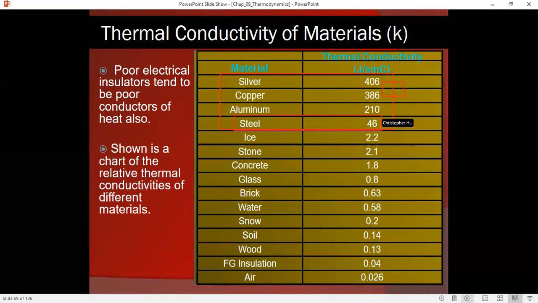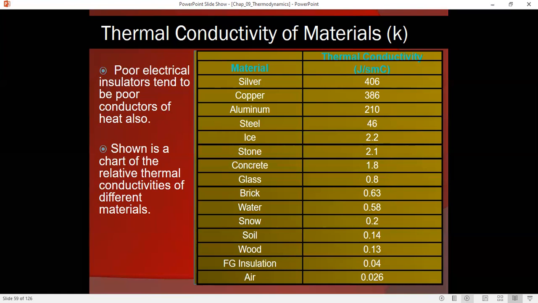Steel and iron are generally good conductors, but for metals, they're actually poor conductors. Moderate conductors would include materials like ice, stone, concrete, even glass, brick. Water is an okay conductor. But again, these materials have no free electrons, so the only way that they can transport heat from one side to the other is through the vibrations within the materials.